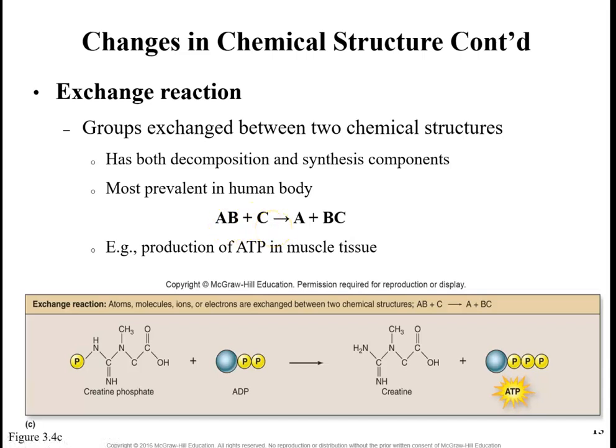So a good example of this would be production of ATP in muscle tissue. So in muscle tissue, creatine phosphate is present. So is ADP, or adenosine diphosphate. And you'll see here there are just 2 phosphates on this molecule. Well, ADP essentially takes this phosphate from creatine phosphate, and now we're left with creatine plus adenosine triphosphate, or ATP. Phosphate has been exchanged between these groups.